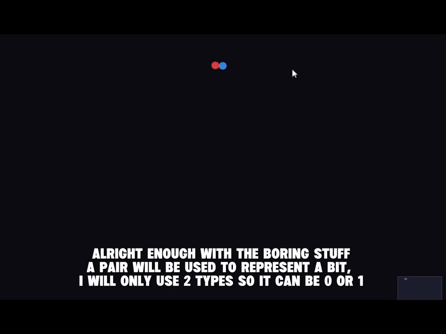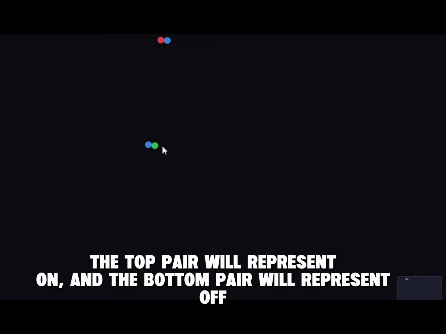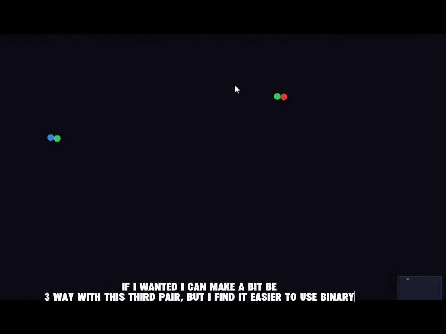A pair will be used to represent a bit. I will only use 2 types, so it can be 0 or 1. The top pair will represent on, and the bottom pair will represent off. If I wanted, I can make a bit be 3-way with this 3rd pair, but I find it easier to use binary.